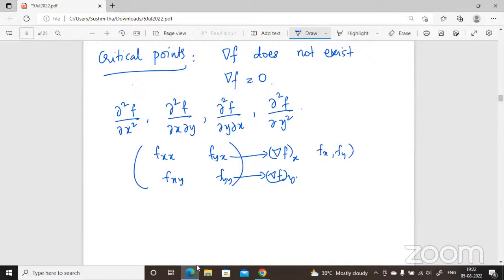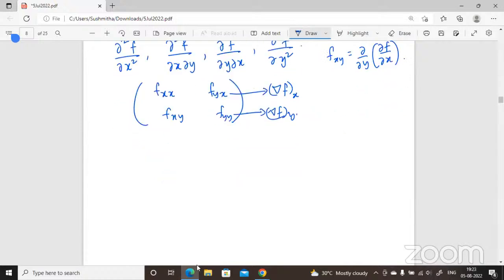Actually, in the video, sir, because of Clairaut's theorem, did not bother about the order. That's why there's this confusion. Because of Clairaut's theorem, most of our functions are nice, so these two will be equal. So it doesn't matter where you put what. Actually, the notation fxy means the derivative of fx with respect to y. So that is why in the first row we write fxy.